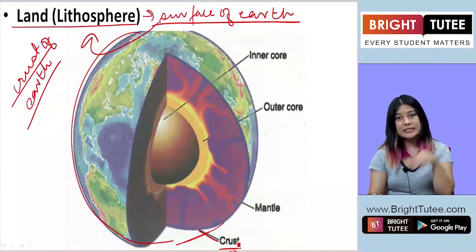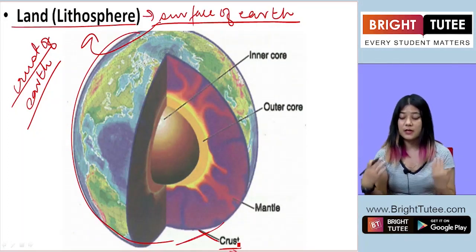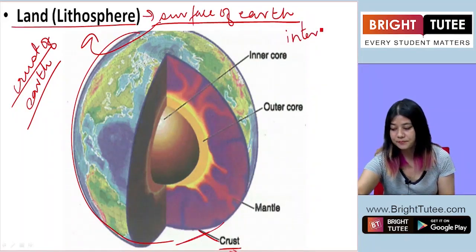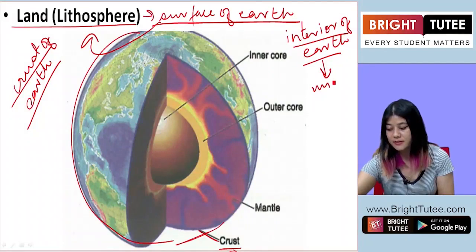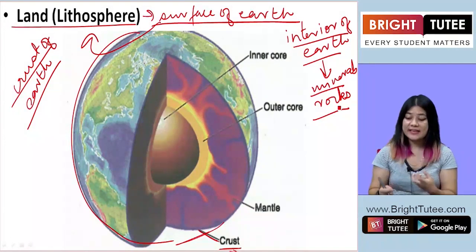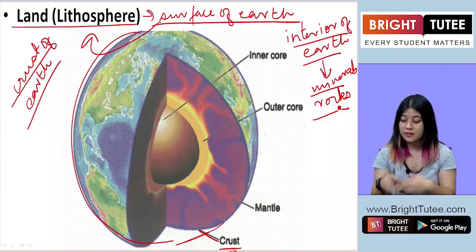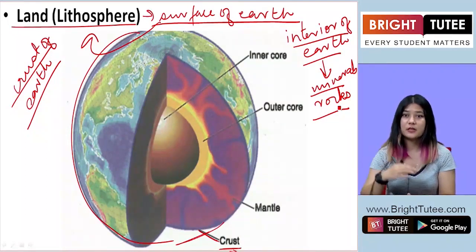Now if you dig deeper into land, through the crust of the earth's surface, then we get the interior of earth. Now in this interior we find minerals, we find rocks. So these are important findings on the surface as well as under the crust of the earth's surface. So let us now look at the interior of the earth.